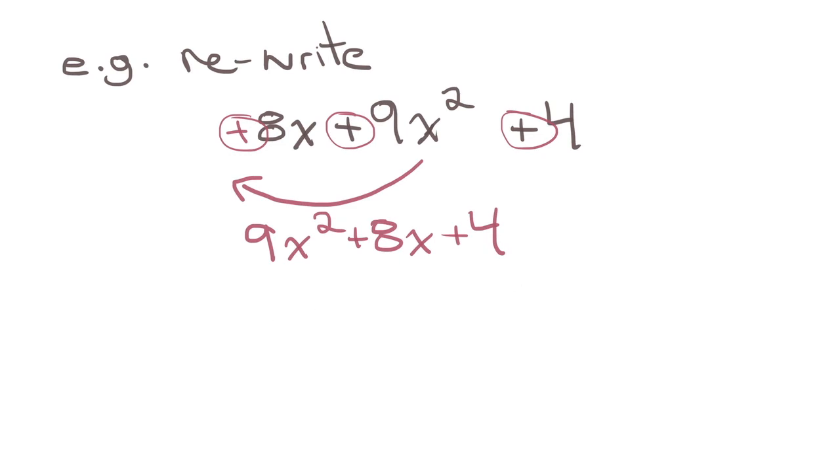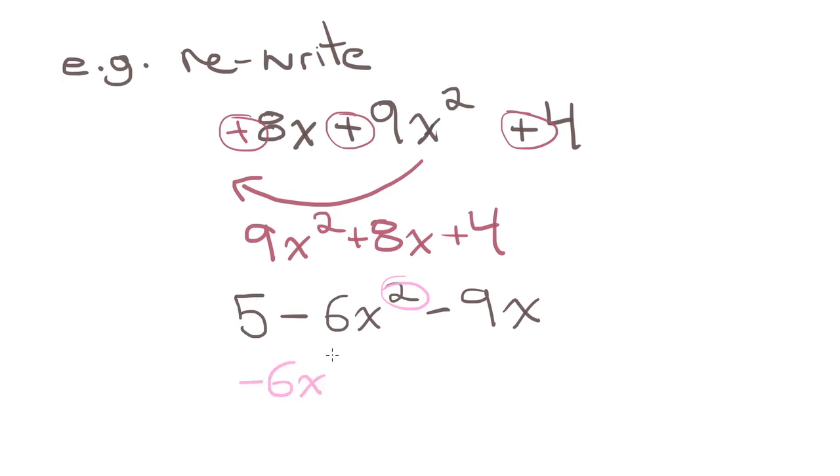Another example where a kid's going to get mixed up would be something like this: 5 take away 6x squared take away 9x. If I was going to rewrite that, I would look at which one has a higher exponent. So I would say this is negative 6x squared minus 9x, and then plus 5.